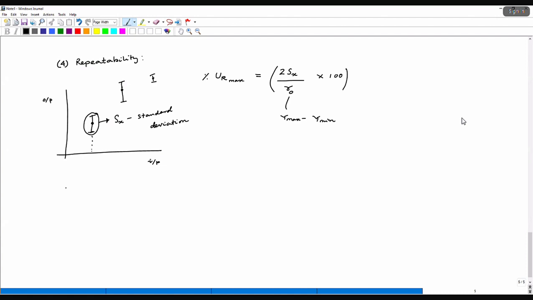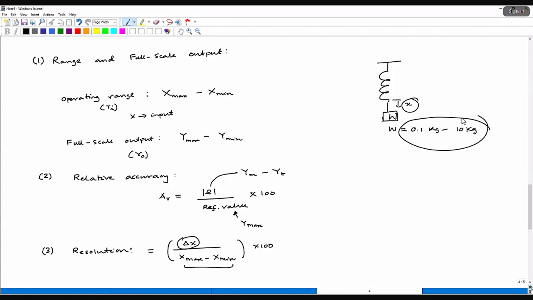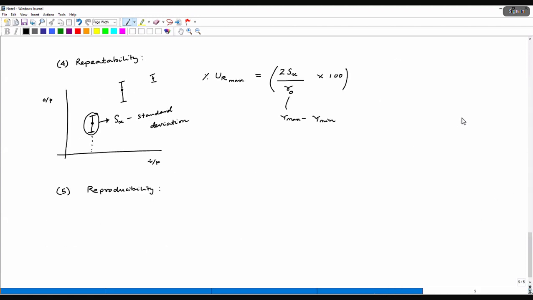Next we can talk about reproducibility. Sorry to interrupt, sir. So repeatability is always a percentage only, correct? Yeah, in fact, all these other things that I have defined here, relative accuracy is expressed in percentages, and so also resolution. Repeatability is also expressed in terms of percentage, as you can see here.